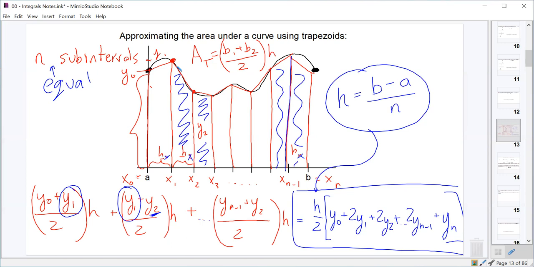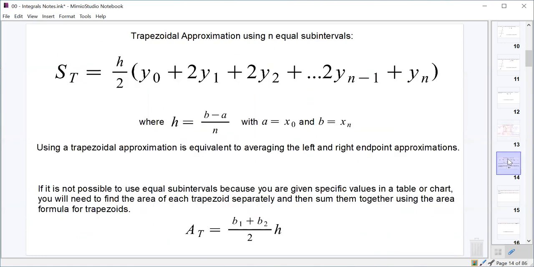And when our function is concave up, like it is right here, our trapezoid is going outside the function. And so we're overestimating it. So I'll have a slide that has that down. But here's our formula.